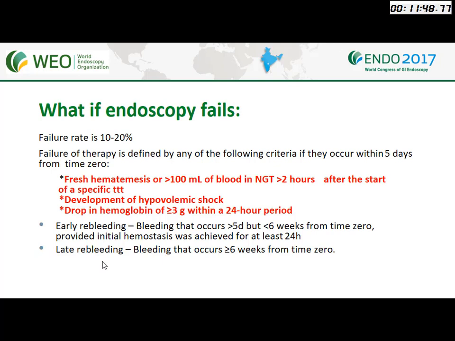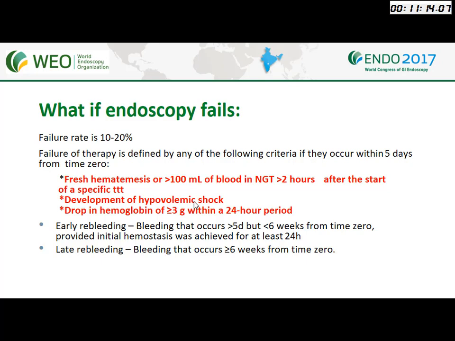What do you do if endoscopy fails? If endoscopy fails, our failure rate is 10 to 20%. Failure of therapy is defined by the following. Fresh hematemesis or more than 100 milliliters of blood in the nasogastric tube more than 2 hours after the start of the specific treatment, or development of hypovolemic shock, or drop of hemoglobin to 3 grams or less.